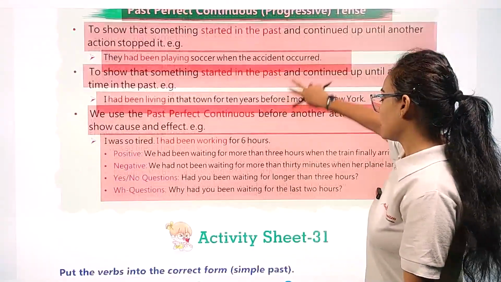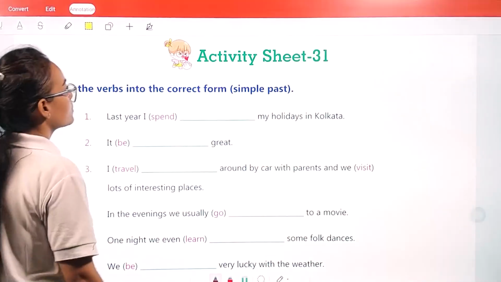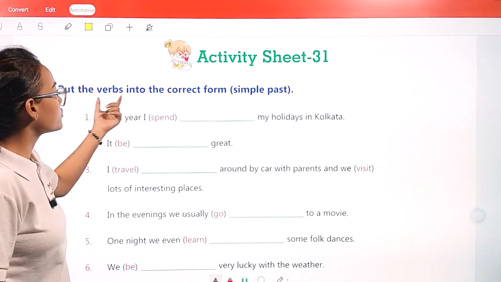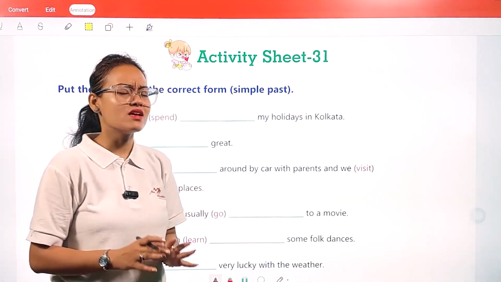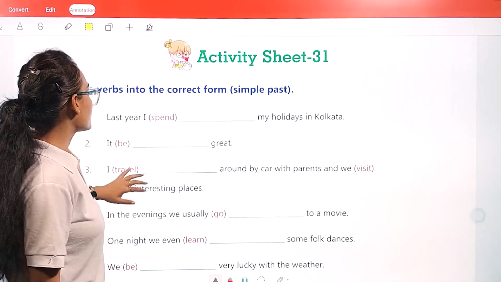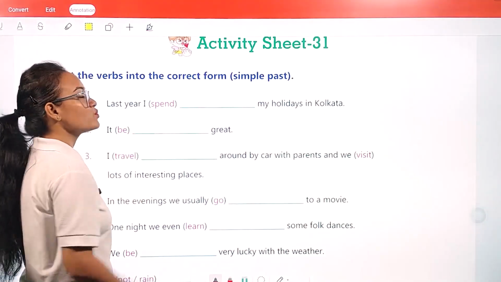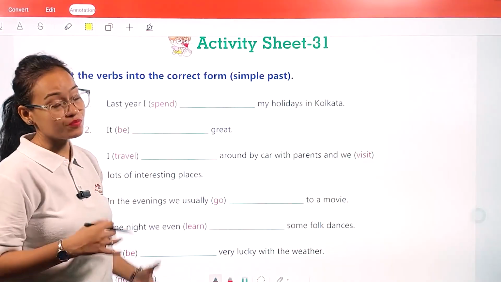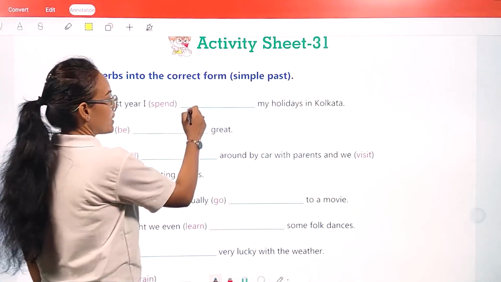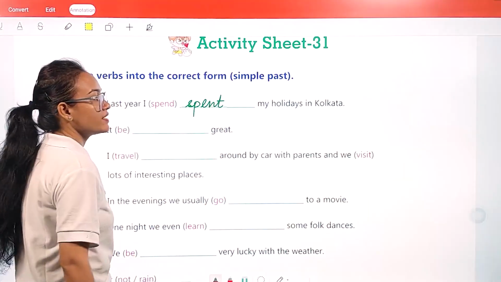Okay, now come with me and let's see the activity based on this past tense. Okay, my dear students, in our activity sheet number 31, we are going to put the verbs into the correct form. That is, it is in very simple past tense. Only simple past tense we are going to use here. First one is, last year I spend my holidays in Kolkata. Then spend. Spend is your present tense, and the past tense for spend will be spent. Last year I spent. I spent my holidays in Kolkata.